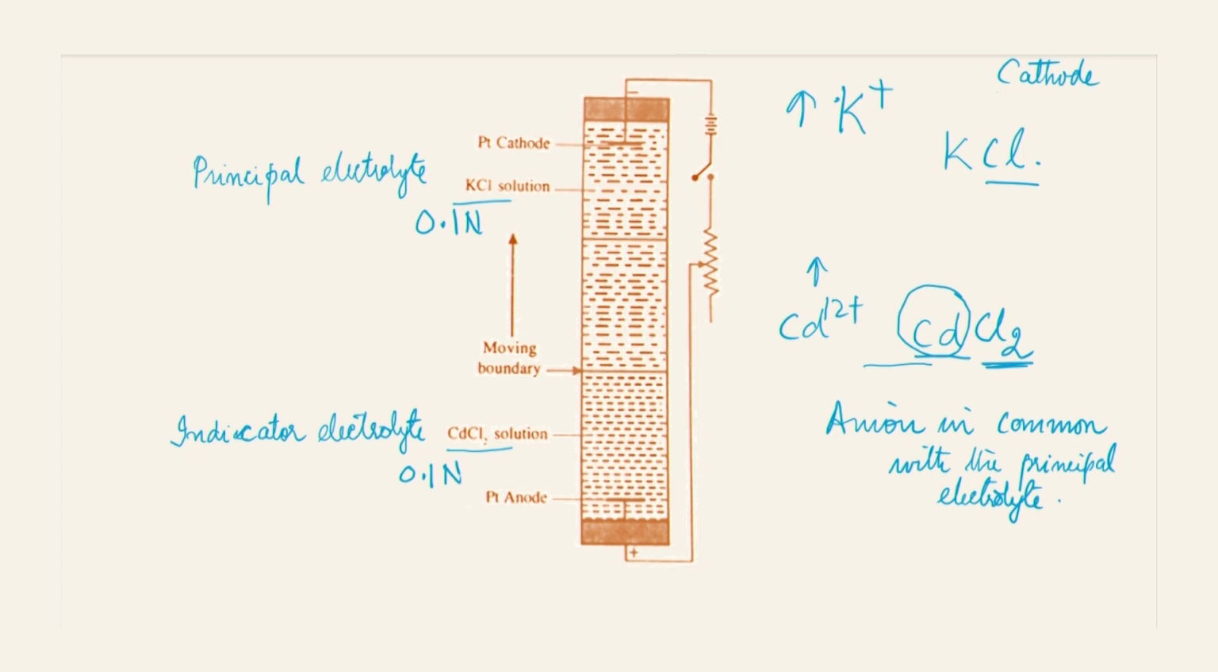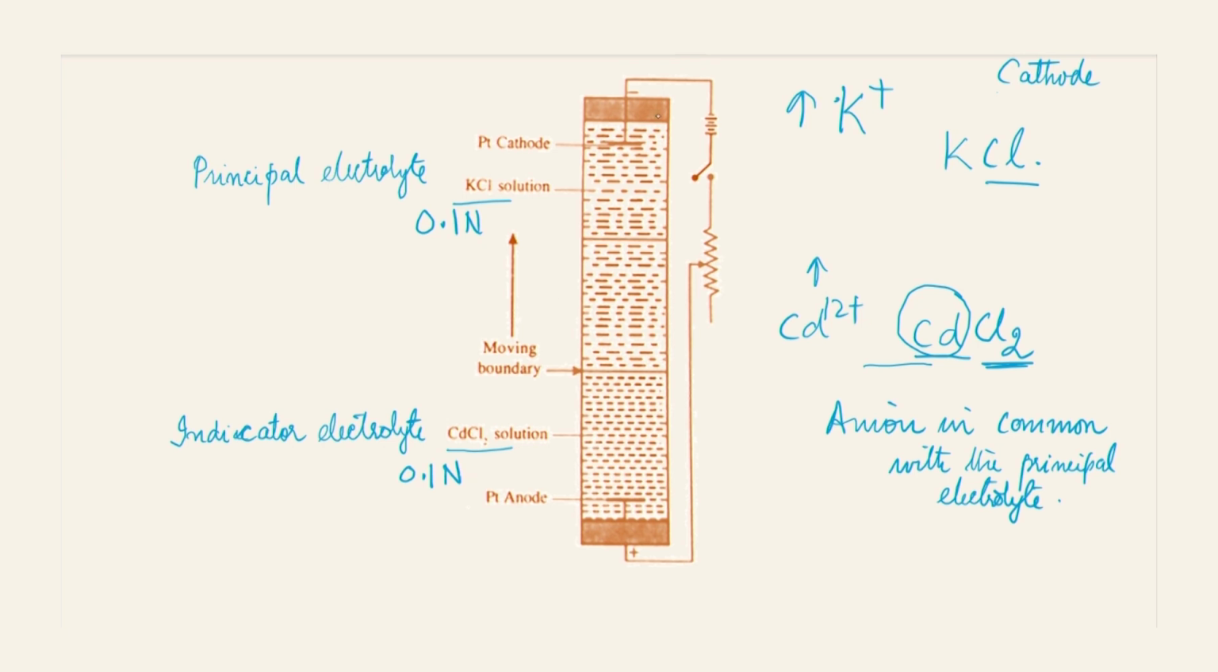Now, the movement should be in such a way that there will be a sharp boundary between the two electrolytes. Okay. So, you should take two electrolytes in this tube. One is potassium chloride, that is 0.1 normal, and cadmium chloride also of the same concentration, 0.1 normal. So, you are taking two electrolytes.